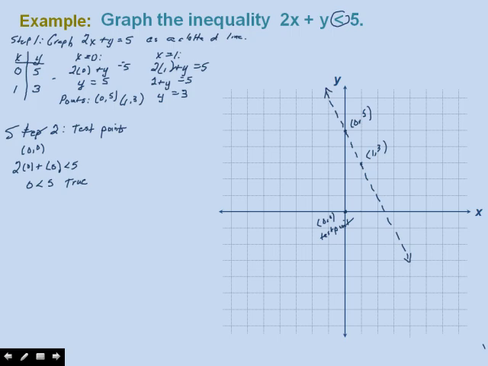That means that we want to shade the half plane that does contain this point.